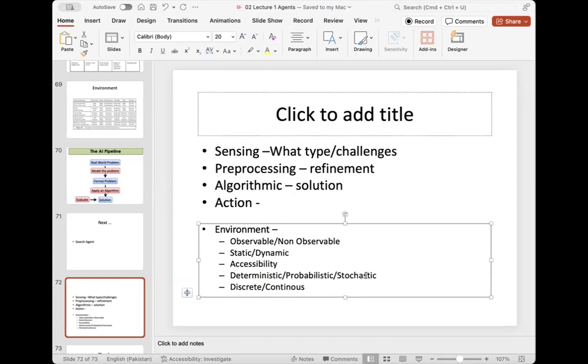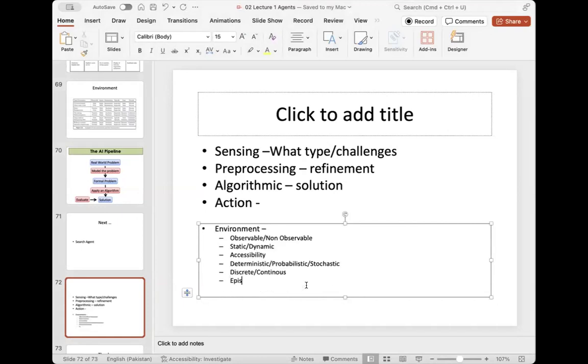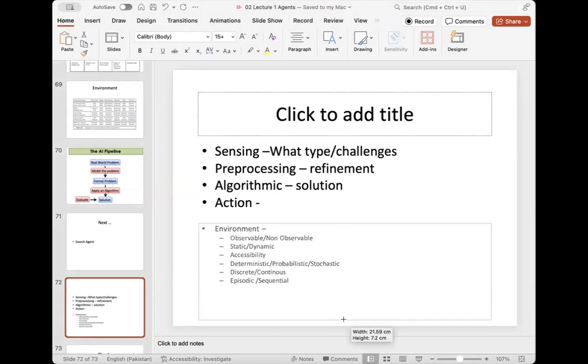If the problem is stochastic, you have a different approach to solve it. If the environment is static, the approach is different. Okay. And then you can basically also think of your environment in terms of another term, which is called episodic versus sequential.